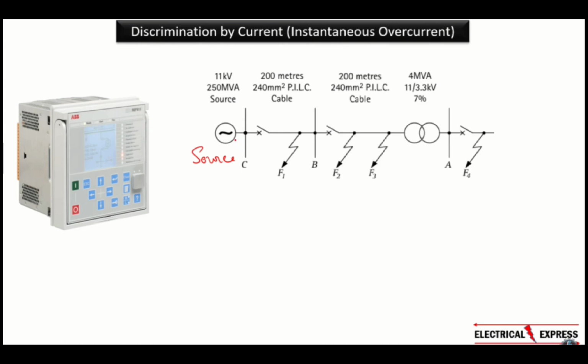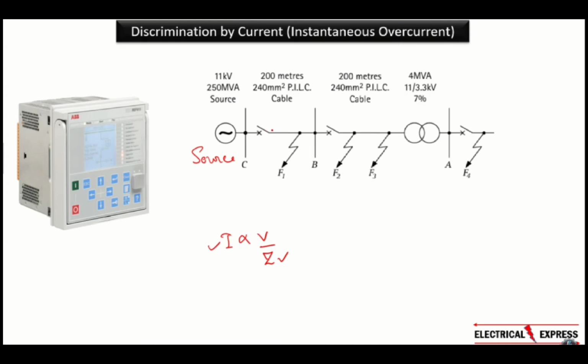So, as we saw in the time, whatever fault current flows, as we move further away from the source, our fault current level will decrease. Why is it decreasing? Because our line impedance is coming into play, the transformer's impedance is coming into play. Because of this, our fault current is decreasing. We know that current is directly proportional to voltage by impedance. As impedance increases, our current decreases. So, using this fundamental principle, we incorporate discrimination by current into the relay.